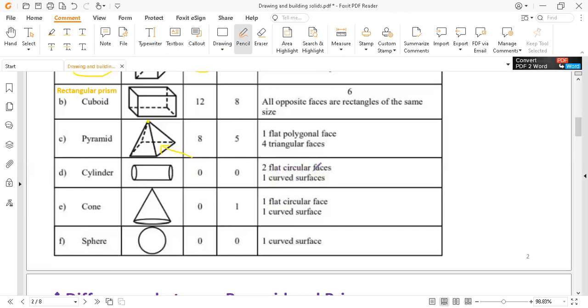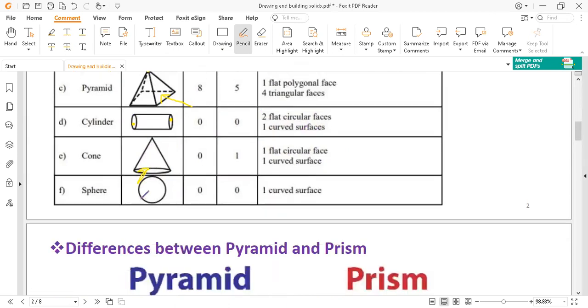A cylinder has 2 flat circular faces, the left and right faces, and 1 curved surface, which, in fact, if we cut it and flatten it, we will obtain a rectangle. A cone has 1 flat circular face and 1 curved surface. And finally, we have a sphere, like a ball, which is 1 curved surface.